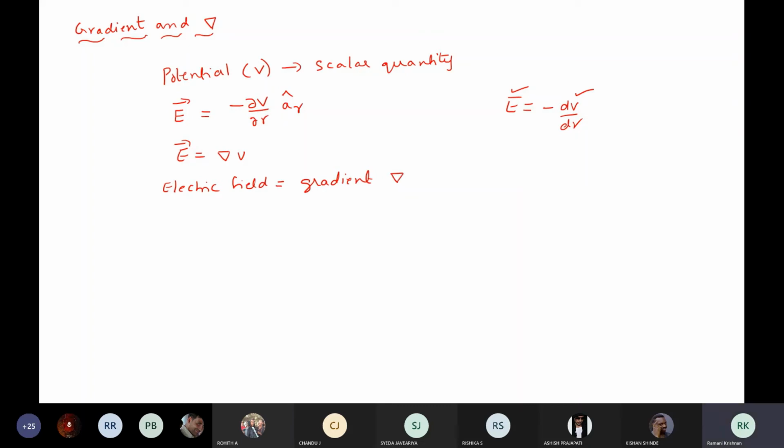So what is gradient? Gradient is a vector operation done on a scalar quantity. The result is a vector quantity. If the result is going to be a vector quantity, I will write this as electric field is minus grad V. Okay, so the minus sign is there. So tell me, what is gradient? Gradient is an operation performed on a scalar quantity. The result gives me a vector quantity which will have both magnitude and direction.